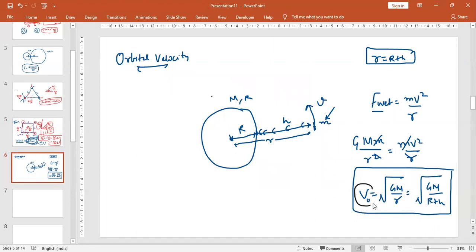So velocity is basically, this will be the speed also. So what will be the speed of the satellite? Speed is basically the magnitude of velocity. So we can write v equal to 2 pi r by T, the total distance traveled upon time taken, where T is the time for one revolution. So it will be root of GM by r.